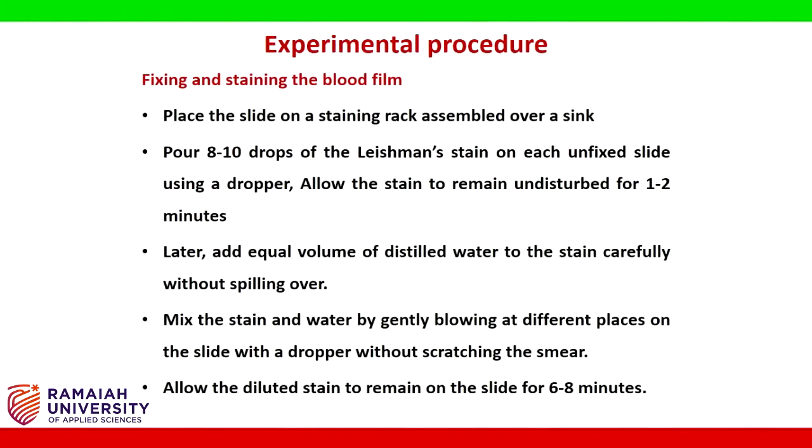Fixing and staining the blood film. Place the slide on a staining rack assembled over a sink. Pour 8 to 10 drops of Leishman stain on each unfixed slide using a dropper. Allow the stain to remain undisturbed for 1 to 2 minutes. Later, add an equal volume of distilled water to the stain carefully without spilling over. Mix the stain and water by gently blowing at different places on the slide with a dropper without scratching the smear. Allow the diluted stain to remain on the slide for 6 to 8 minutes.